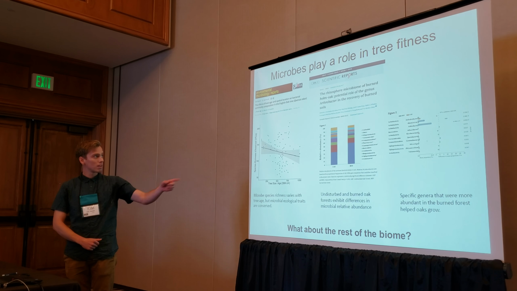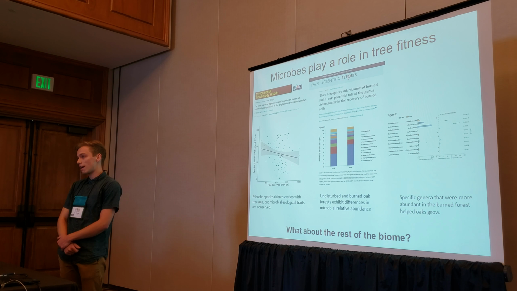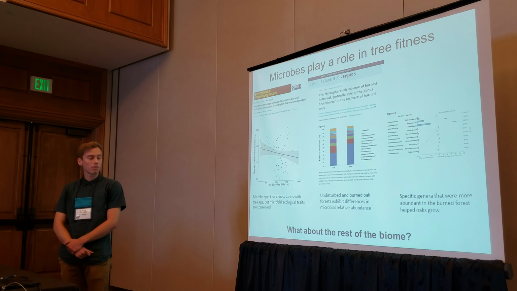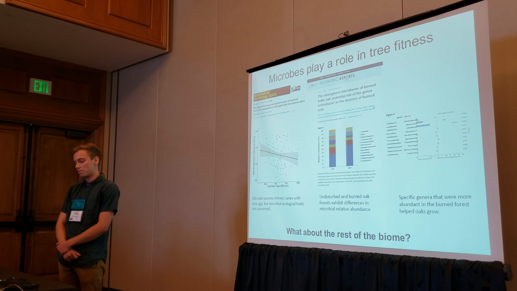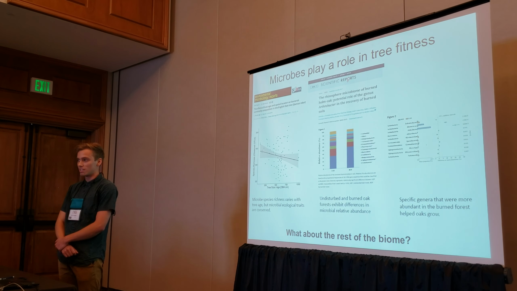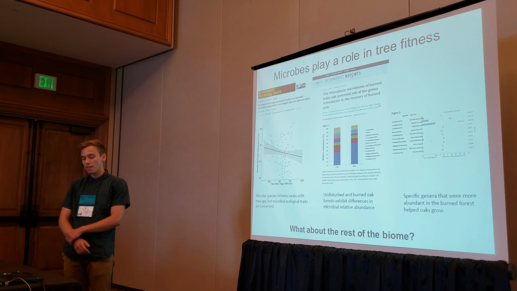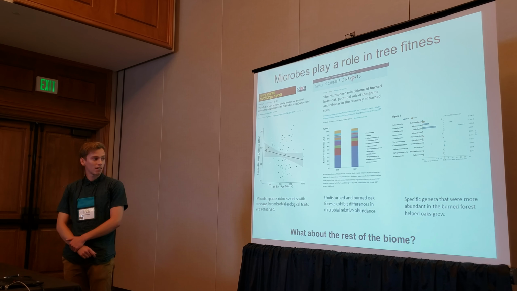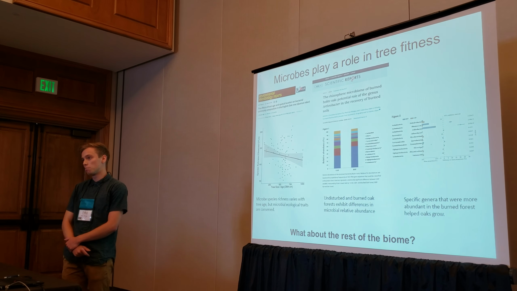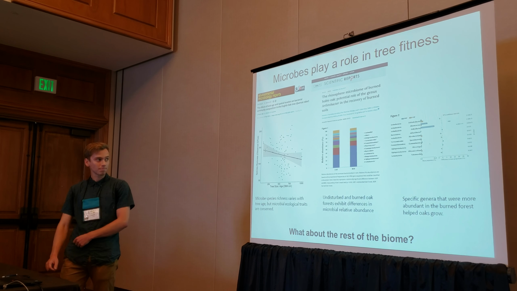This study in the middle here by Martinez et al. 2017 was interested in looking at fire disturbance on holm oaks in the Mediterranean. They found that undisturbed and burned oak forests exhibit differences in the microbial relative abundance of the dominant phyla, but that the composition remained generally unchanged. And they were able to tie this to tree fitness by identifying specific genera that were more abundant in the burned forest that helped oaks grow. This was most clearly seen in the genus Arthrobacter.